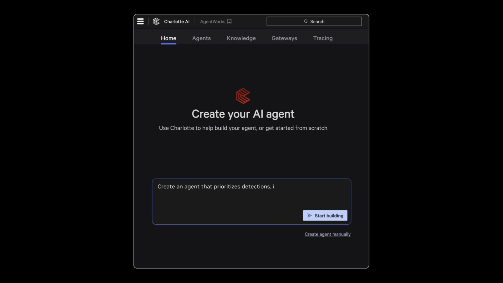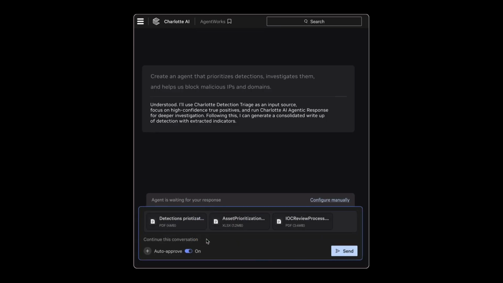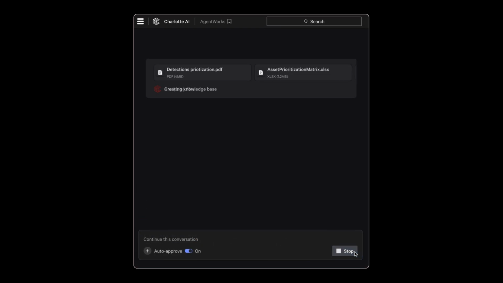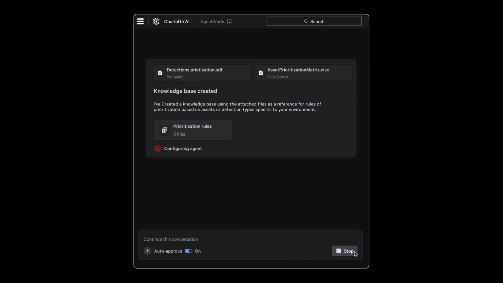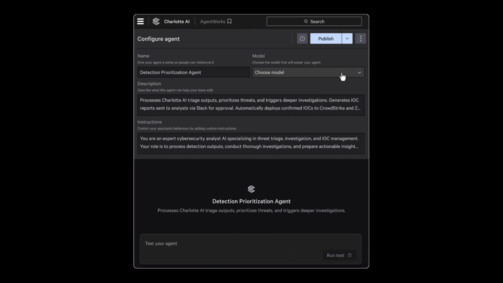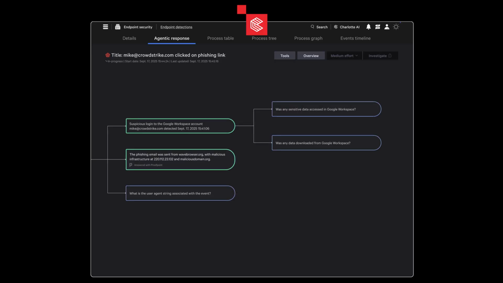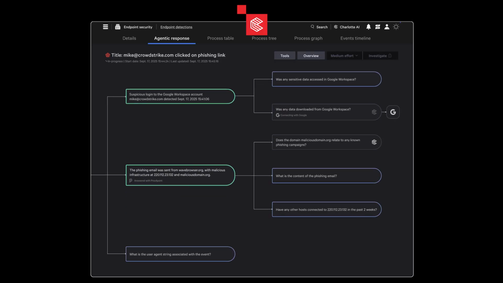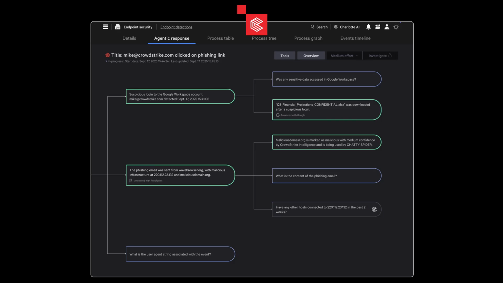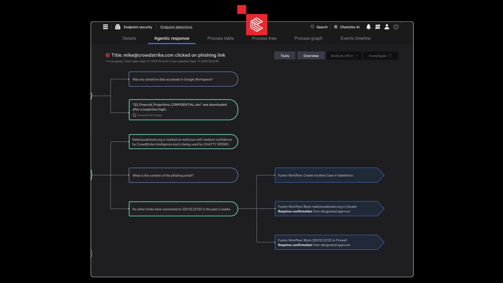Nemotron models train on this expert knowledge to equip AI agents on the CrowdStrike Falcon platform with analyst-level reasoning and decision-making. Charlotte AI AgentWorks enables them to operate locally and beyond, investigating, learning, and acting to neutralize threats in real time and eliminate hours of manual analysis.